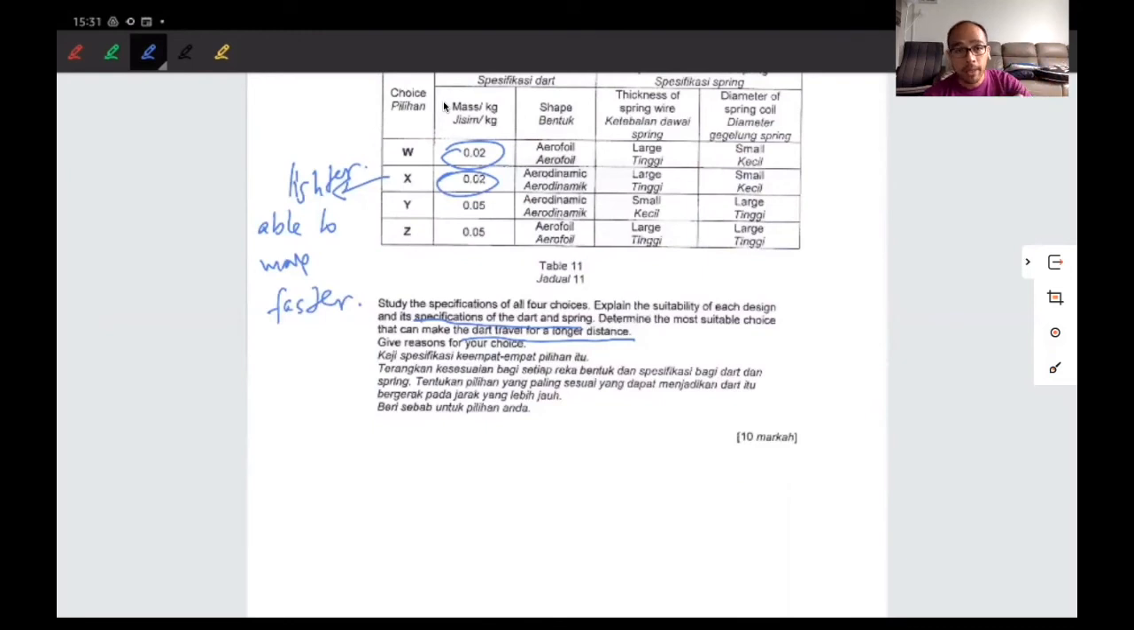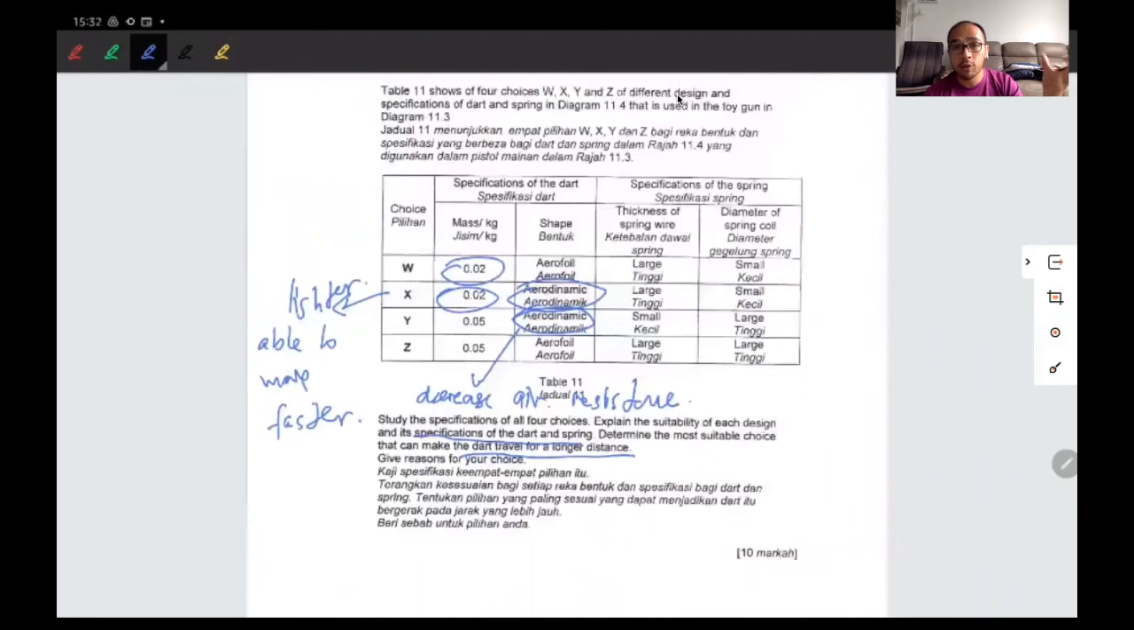Remember that. The shape should be aerofoil or aerodynamic. Obviously, we want aerodynamic. Aerofoil is for an aeroplane's wings. We want it to be aerodynamic to decrease air resistance. Oh dear, my writing.